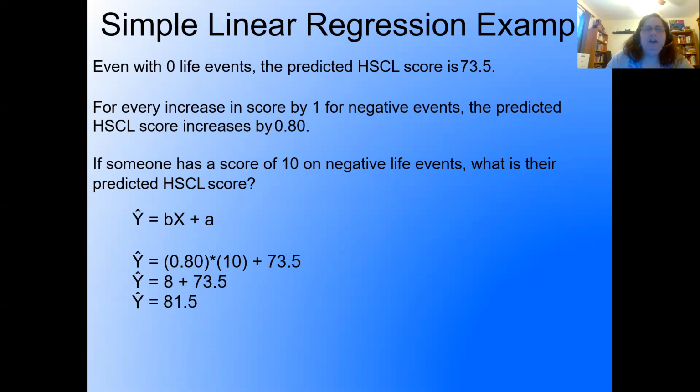Now I want to make a couple of quick points. Let's talk about this line here. What if I had said that for every increase in score by 1 for negative events, the predicted HSCL score decreases by 0.8? What would that do?